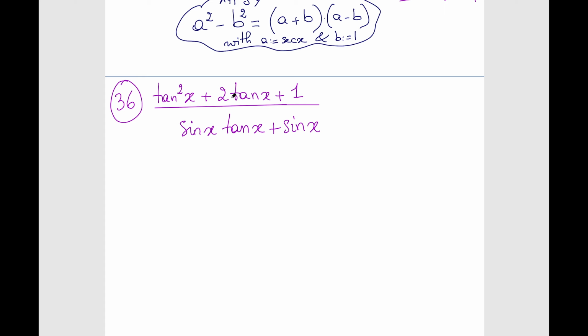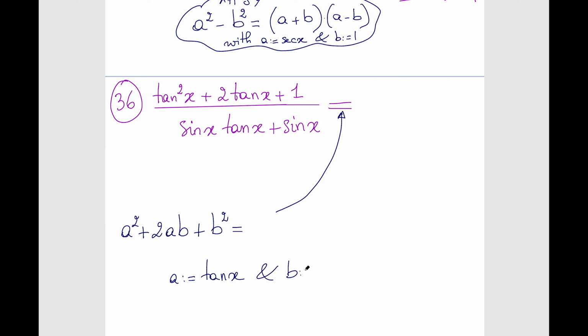The structure upstairs looks like a squared plus 2ab plus b squared. Let me highlight it for you. So upstairs looks like a squared plus 2ab plus b squared. Why? I'll tell you why. Think about a as tangent. If you take a to be tangent of x, what do you think b should be to see that structure?